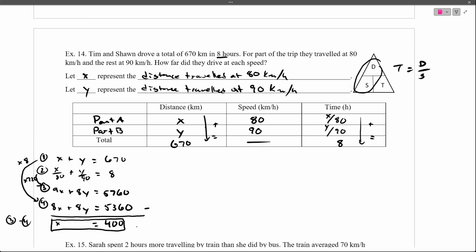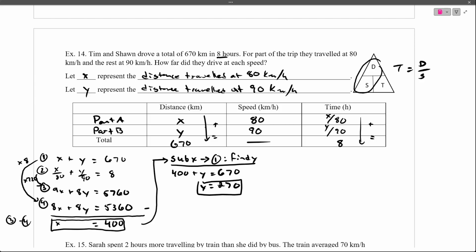Let's go solve for y now. Right now we know how far they traveled at 80 kilometers per hour, but we need both because that's what the question is asking for. It says, how far did they drive at each speed? So they traveled 400 kilometers the first time. Let's substitute x into equation 1 and try to find y. So x, which is 400, plus y is 670. So y is going to be equal to 670 minus 400, which is 270.